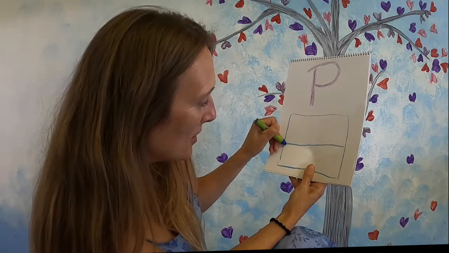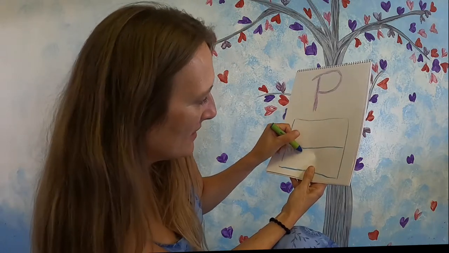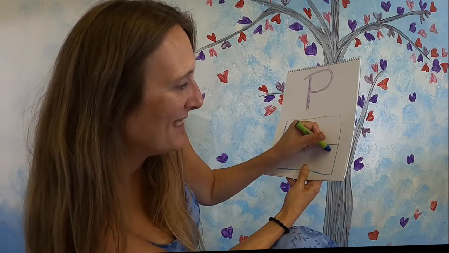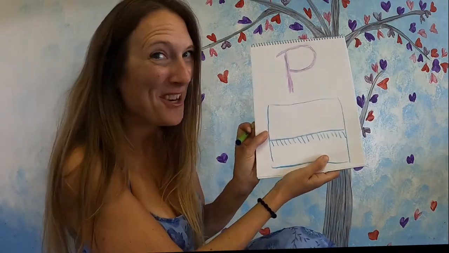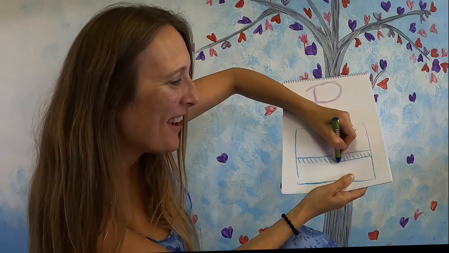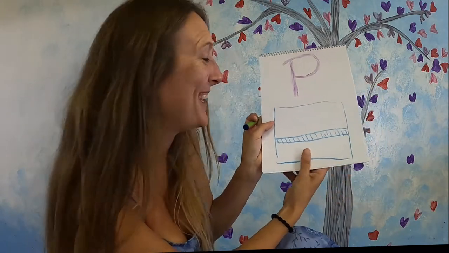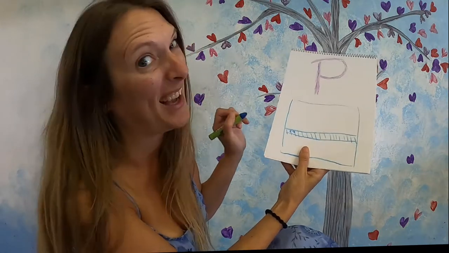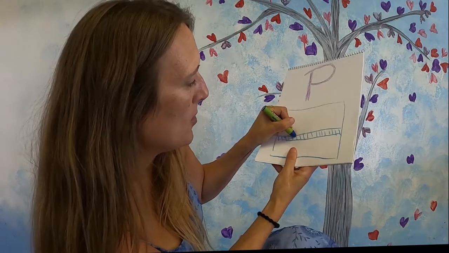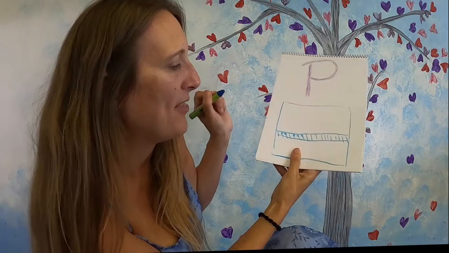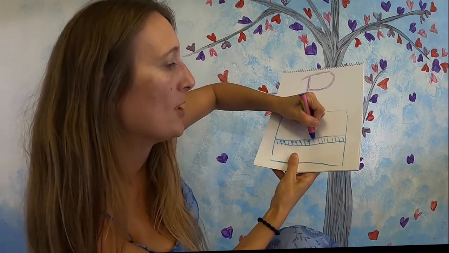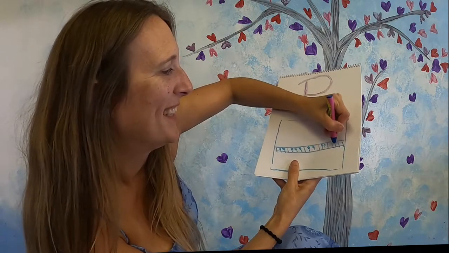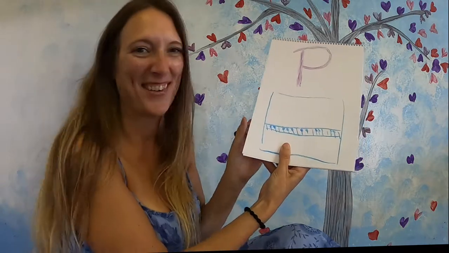Draw a whole bunch of little lines. We're gonna draw one more big line across. These are your piano keys. We're gonna make a pattern of two small black notes, well actually they're blue on this piano, then three small black notes, two small blue notes, then three, two, there we go, we did it.